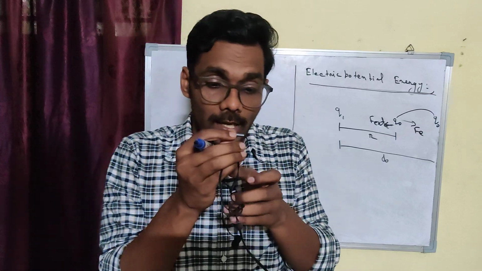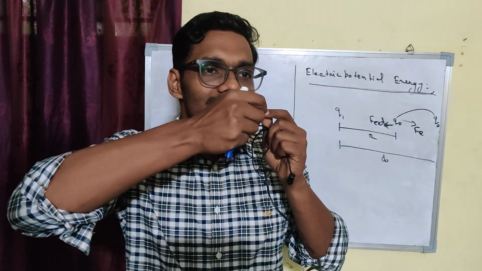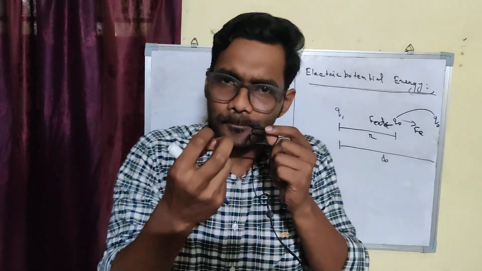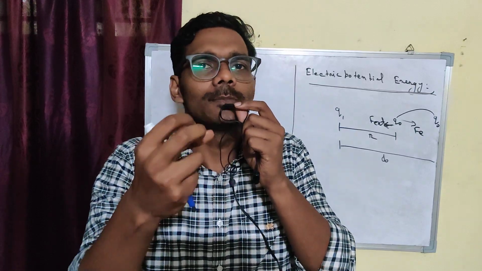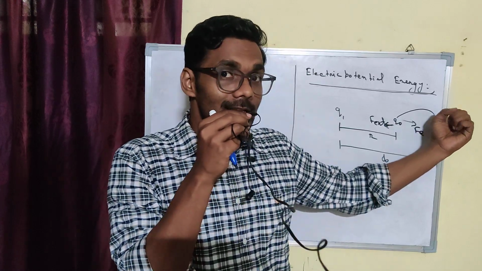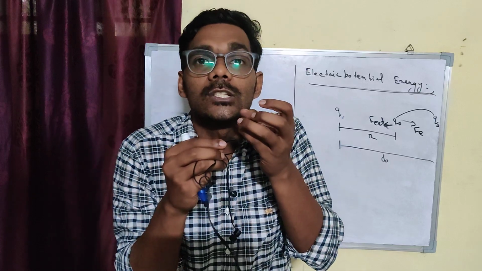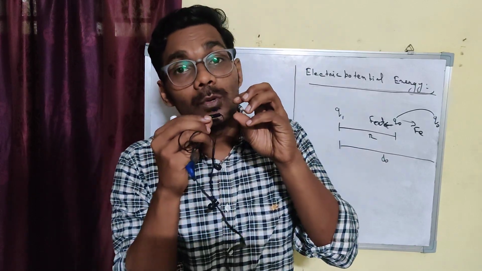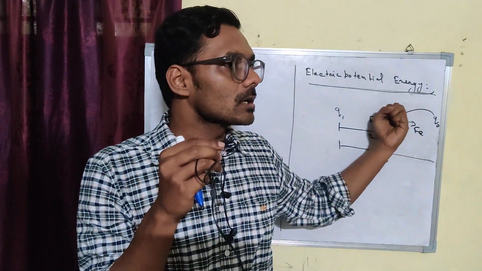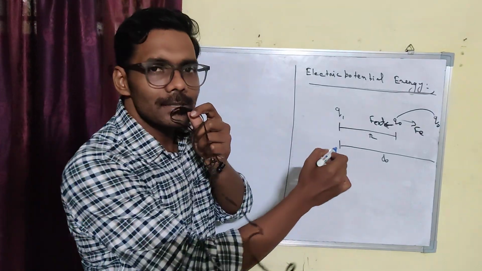Like in a bow and arrow, if you pull the string slowly, some amount of potential energy is stored in the string. Like that, if you bring this test charge from infinity to this point, some amount of potential energy will be stored. And how much potential energy will be stored? The work done, that is the potential energy stored. We will see that. So this is the basic idea.